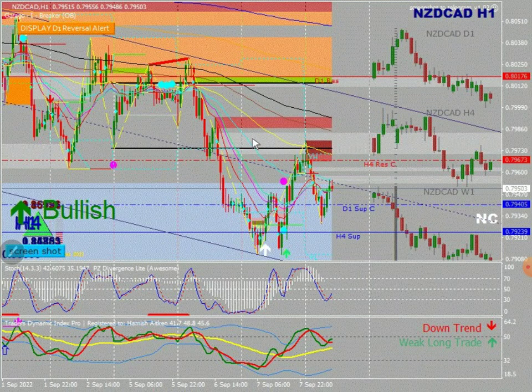So that's all on the chart. Those are the contents. We have TDI, we have stochastic, we have supply and demand, we have fair value gap, we have the H4 trend line, we have the higher time frame chart, and we have the psychological level. So that's all for now.